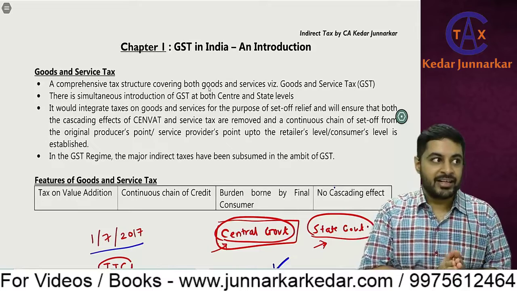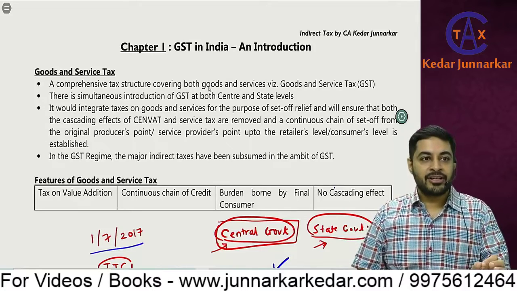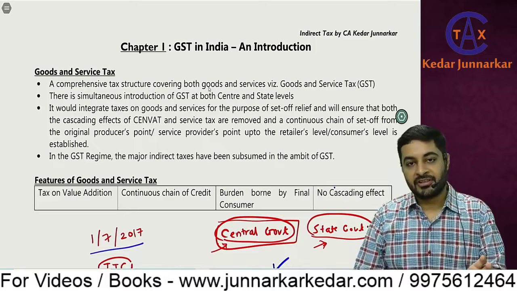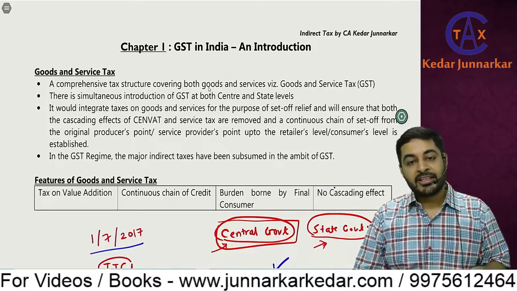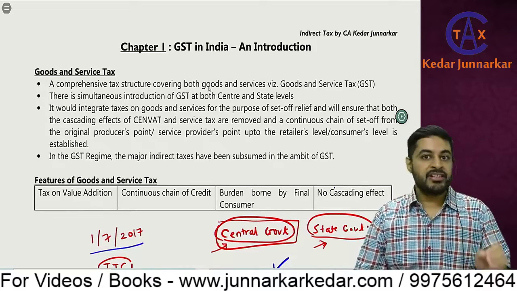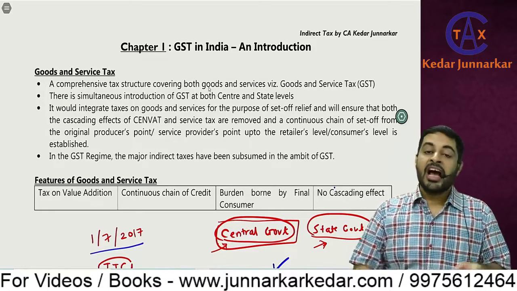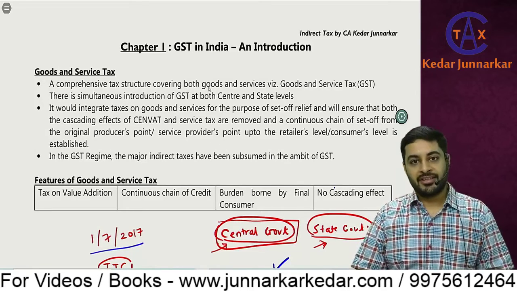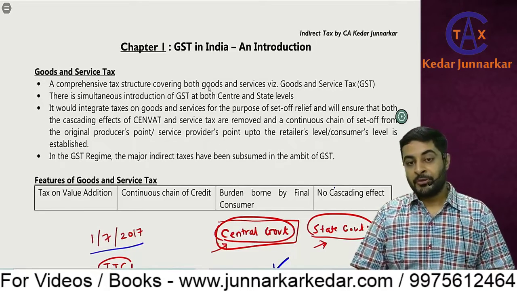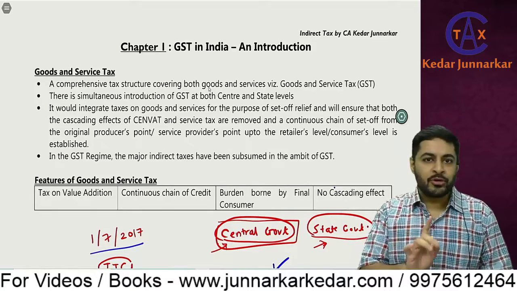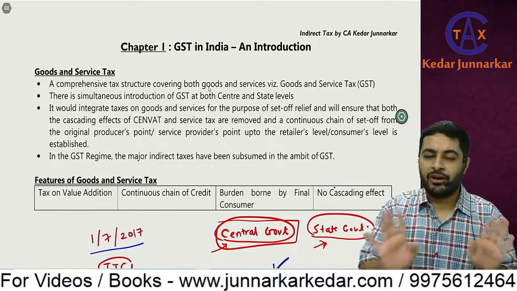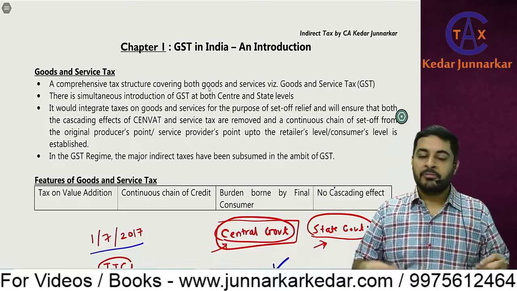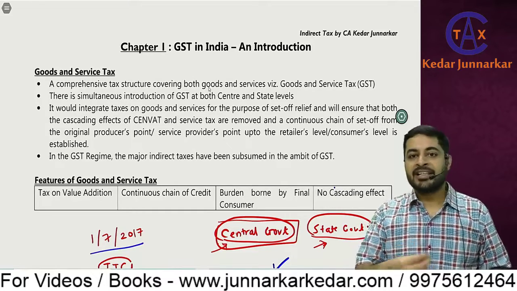Now see the next line. There is simultaneous introduction of GST at both central and state levels. What does that mean? Whatever GST you pay on a transaction, half of that will go to the central government and half will go to the state government. Now imagine there are, let's say, 9 transactions overall. This is a simple hypothetical example. Hypothetical means that in actual practice the transactions may be different.